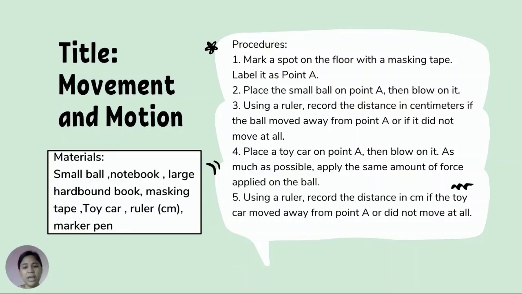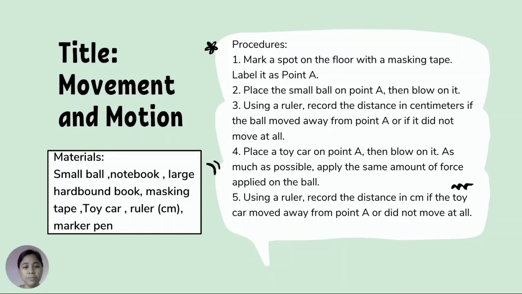Prepare the materials listed, and if not available, you may use other materials at home to perform the activity. You may ask the help of your parents or guardians or any adult member of the family if needed. The materials you need to prepare are the following: small ball, notebook, large hardbound book, masking tape, toy car, ruler in centimeters, and marker pen.